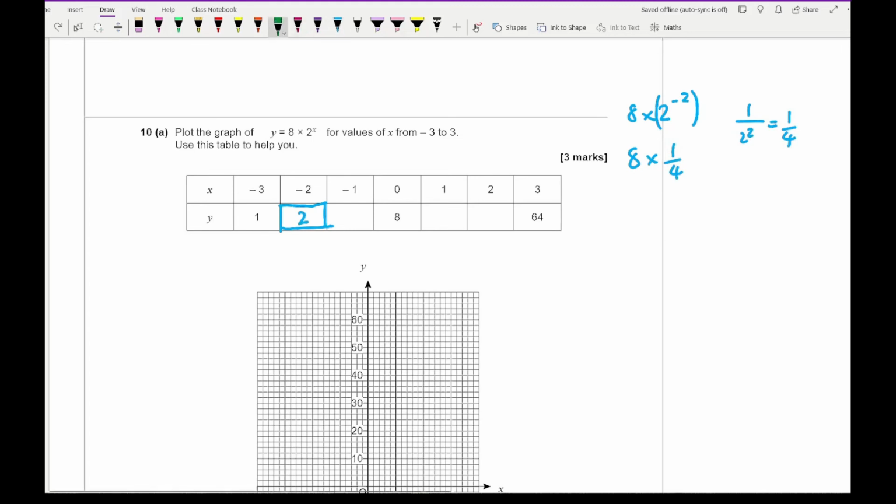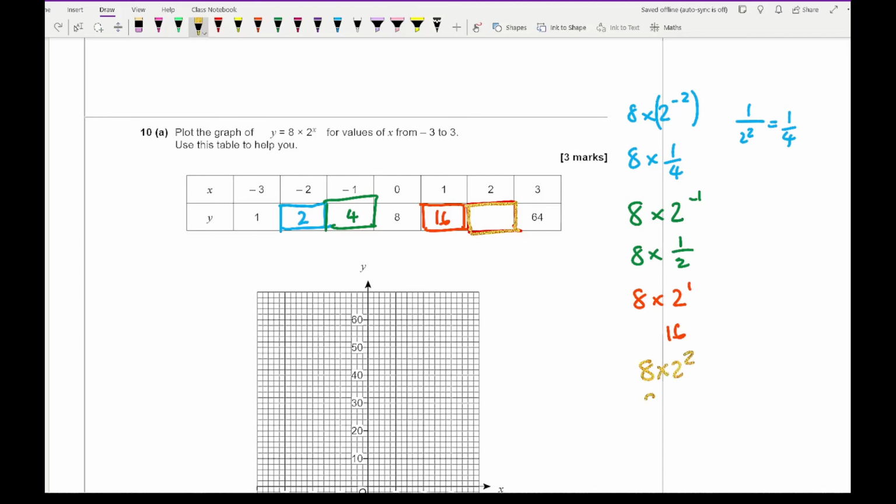For the next one, I've got 8 times 2 to the power of -1, which is 8 times 1/2, which is 4. Then for the next one, I've got 8 times 2 to the power of 1, which is 16. And then finally for the last one, that's this one here. It's going to be 8 times 2 to the power of 2, which is 8 times 4, which is 32.